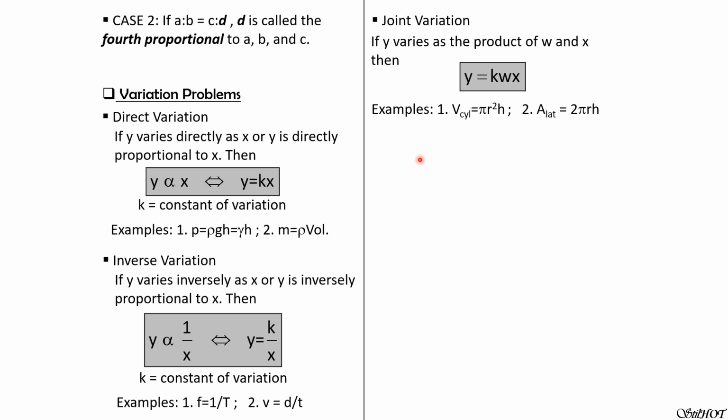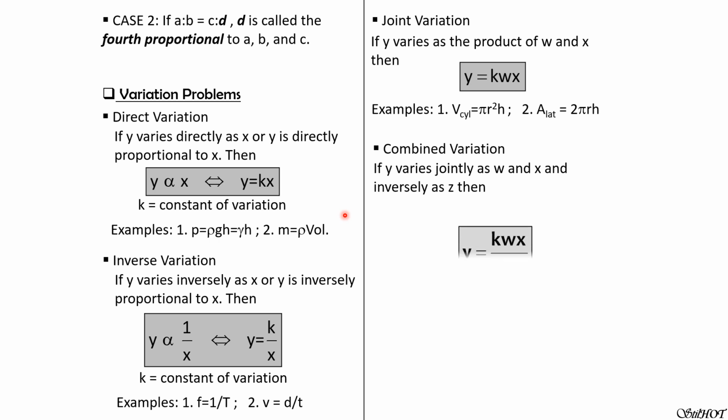Then lastly, we have combined variation. When you encounter statements like if y varies jointly as w and x and inversely as z, then we transform that into an equation y equals kwx over z. So that's about combined variation. You don't need to memorize this as long as you can interpret these statements. You can transform these statements into these equations. You don't need to memorize. The types of variation also you don't need to memorize.